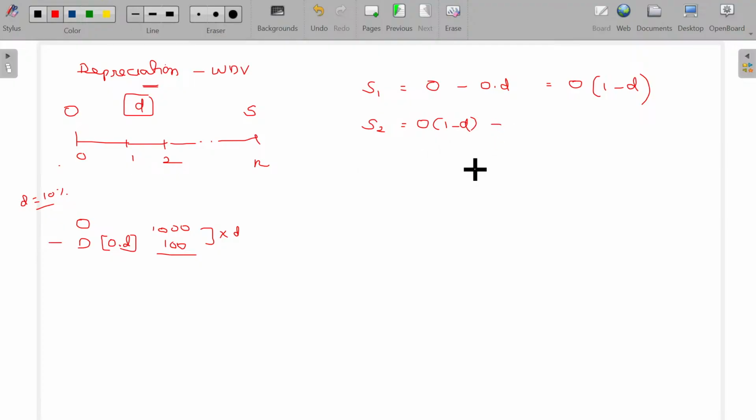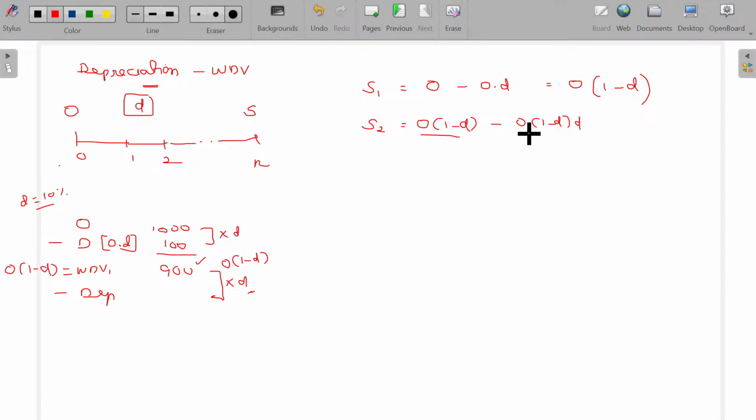From there, I have to subtract the second year's interest. For the O into 1 minus D is nothing but WDV by the end of first year. WDV in the first year end is nothing but O into 1 minus D. Second year depreciation being, with this value you have to multiply with the D. This 900 is nothing but O into 1 minus D. With that D is multiplied. See, O into 1 minus D, O into 1 minus D into D.